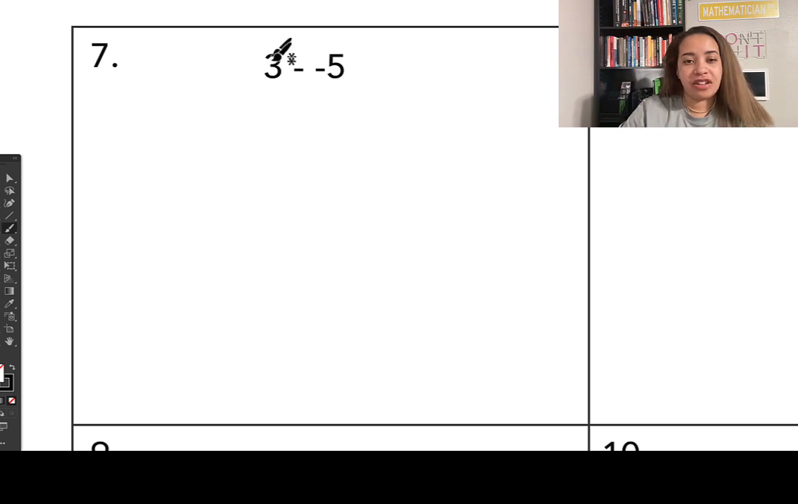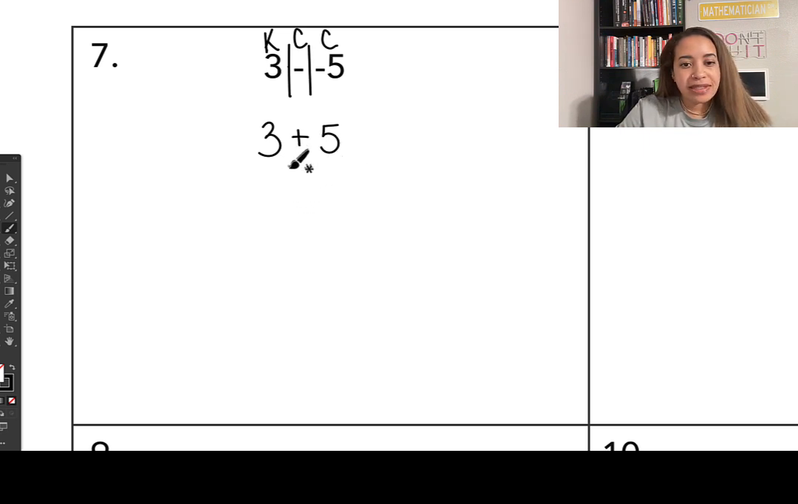Here is number 7. We are still doing subtraction, so we say keep, change, change. We are going to keep the 3, change from a minus to a plus, and change from a negative 5 to a positive 5. This is another problem that looks like a regular addition problem. We see a positive number plus a positive number, so we can do our usual addition. 3 plus 5 just gives us 8. So that means 3 minus negative 5 is equal to 8.